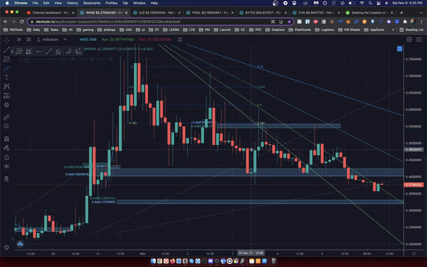And so that's a little bit of a different pattern. It still means that the top was kind of put in for now. It needs some time to cool off. So you can see here, Wars has had a lot of time to cool off. This was the level where I would have sold. I bought here and I would have sold here, but I didn't catch it.